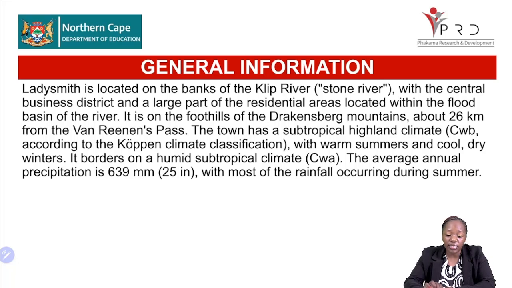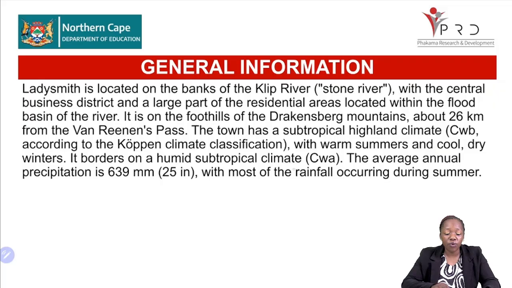The town has a subtropical highland climate. You also get the idea on the climate of the area, according to the Köppen climate classification, with warmer summers and cool, dry winters. So now you have the idea of the area. During the summer, it is warm as well as wet, and during the winter, it is cool and it is dry. So it borders on the humid subtropical climate.